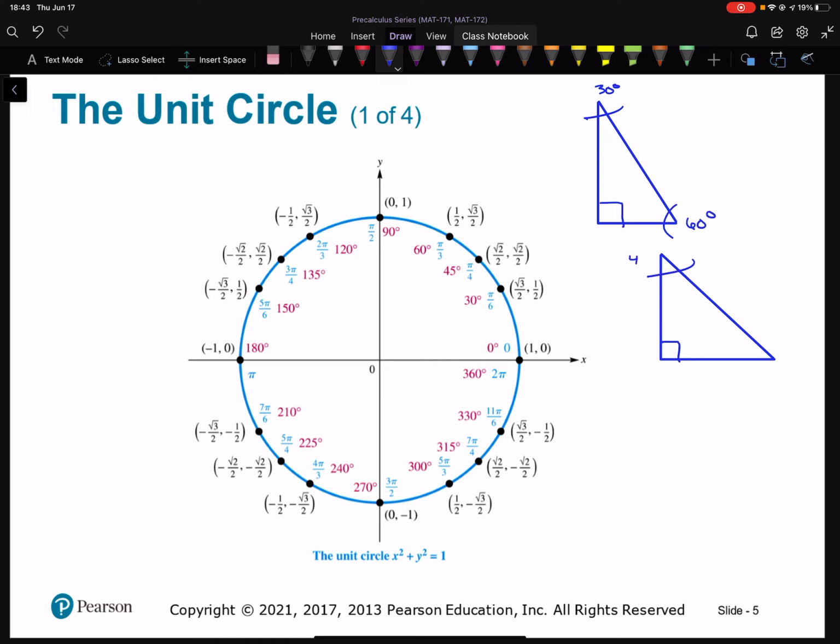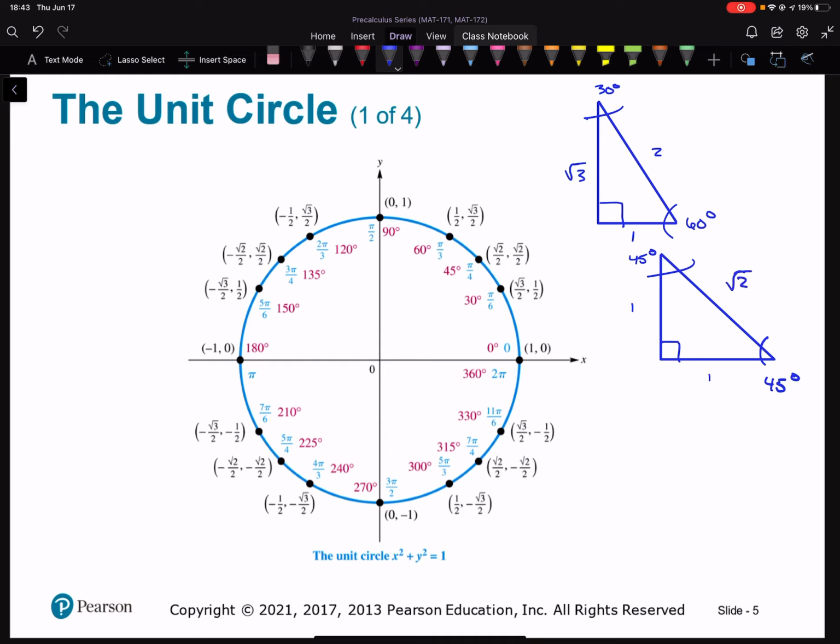So, and we have 45 here. All right. So using these, we're able to determine the values of each trigonometric function.